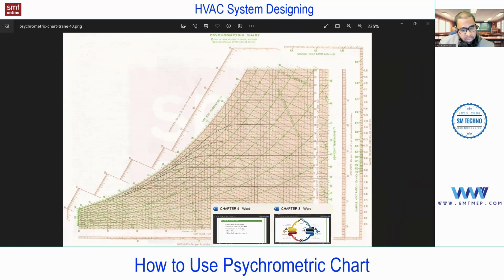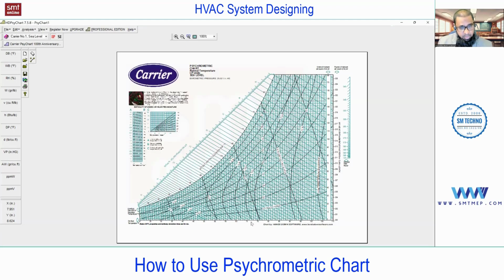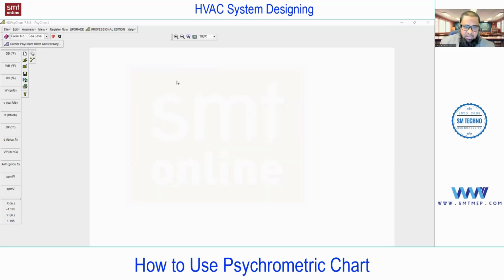If your project location is above or below the altitude, meaning sea level, we can change this. You see, we have 2,500 feet above sea level, 5,000 feet above sea level, 7,500 feet above sea level. As per the location, we can change, but mostly we use the standard at sea level. And when I click sea level, you can find the same.